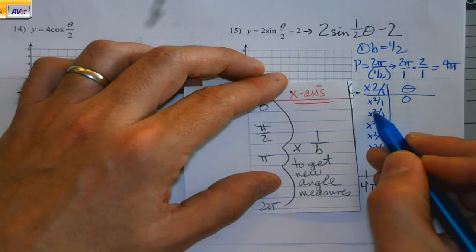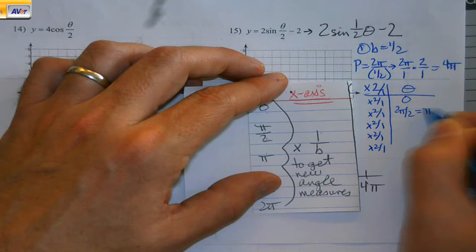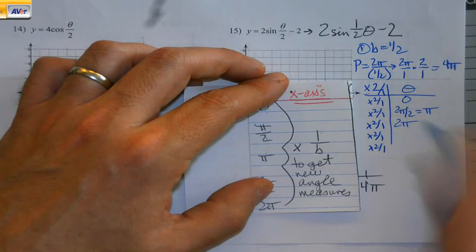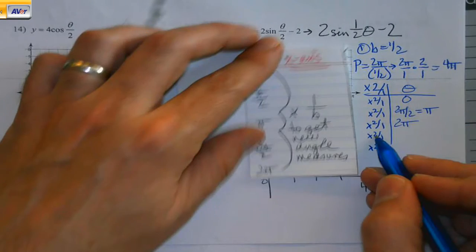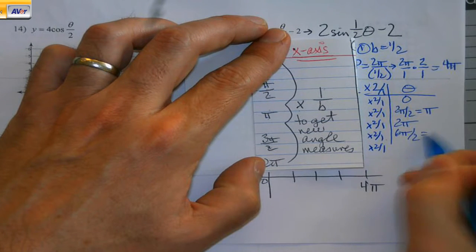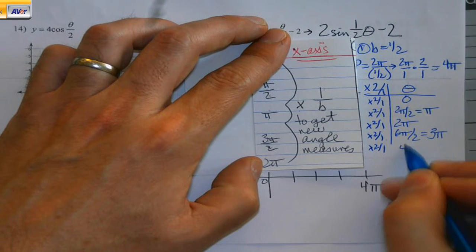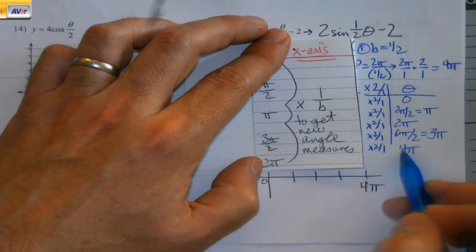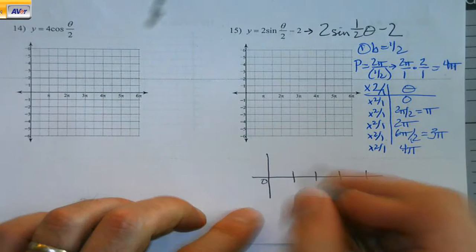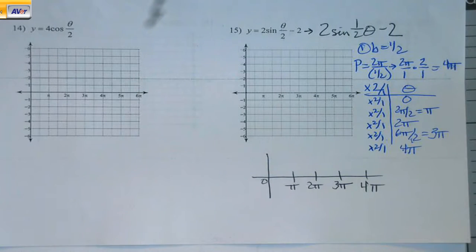So pi times 2 is 2 pi. 2 times 1 is 2, but that reduces. Pi times 2 is 2 pi. 3 pi times 2 would be 6 pi. 2 times 1 is 2, but that reduces. And 2 pi times 2 is 4 pi. And again, those better match. Get those set.